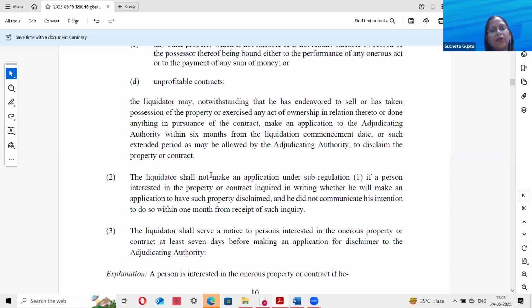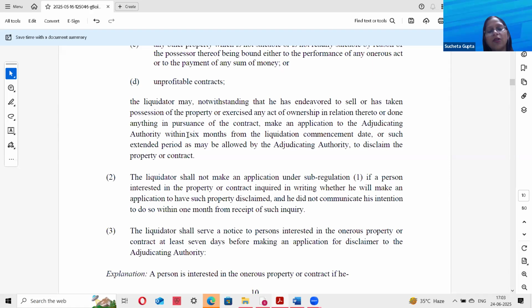The liquidator shall make an application to the adjudicating authority. Madam, this 6 months condition, I think it should be removed, within 6 months. So what timeline should be there, sir? When will the liquidator make this application? Some timeline should be there, no sir? Because IBC is time bound.